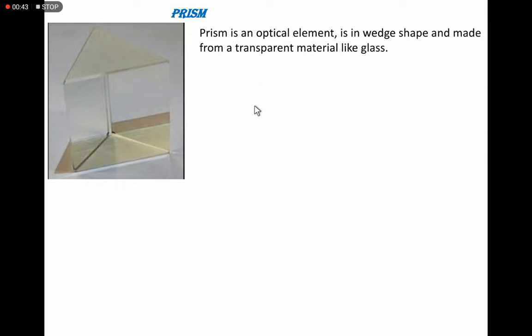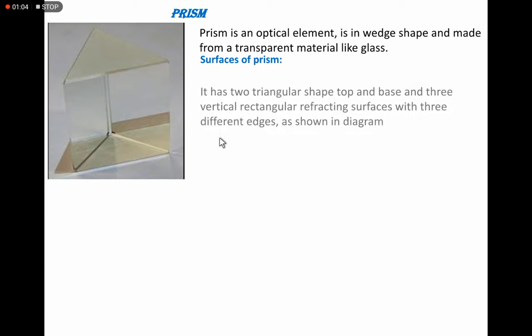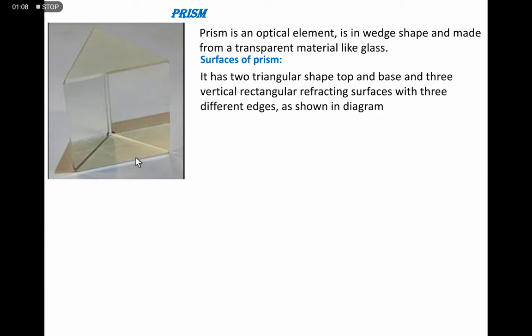Prism is an optical element in wedge shape, made from a transparent material like glass. In the figure, it is very clear. It is the transparent material, and the prism has different surfaces. Top and bottom are in triangular shape, and between these two triangular shapes, three vertical rectangular surfaces are there. One refracting surface, another refracting surface, and this one is the third refracting surface. Definitely three refracting edges are there. One is this edge, this one, and one more is here.